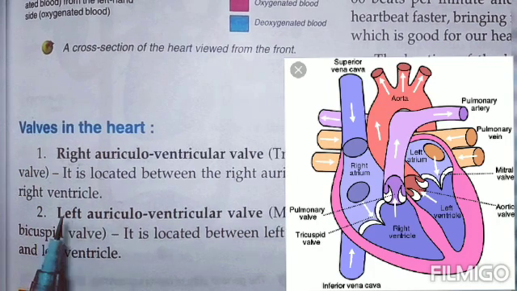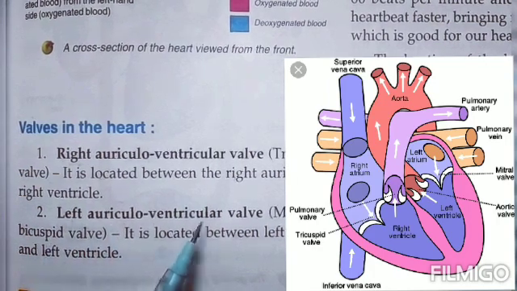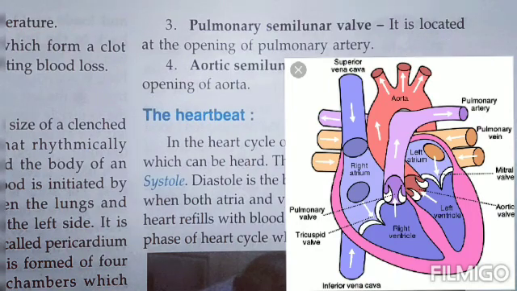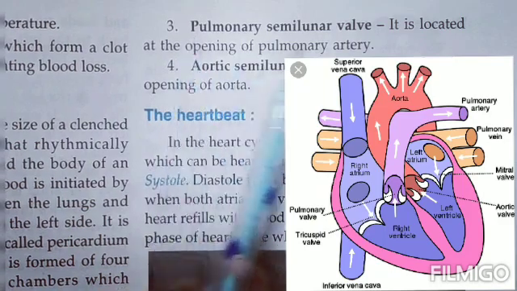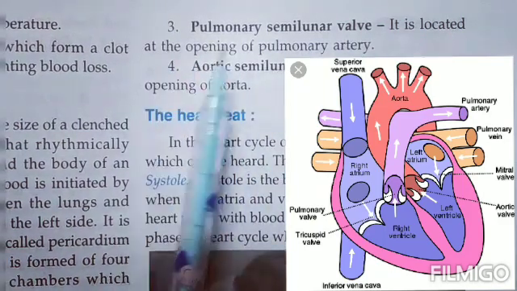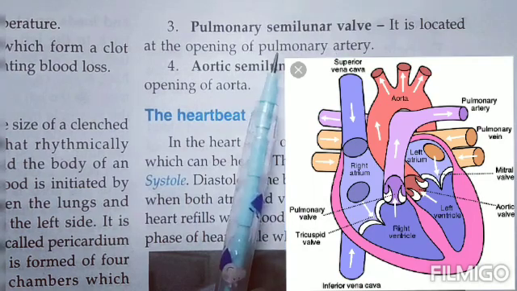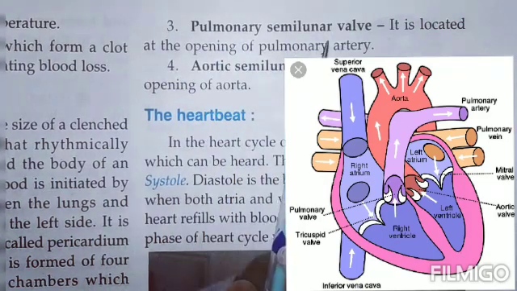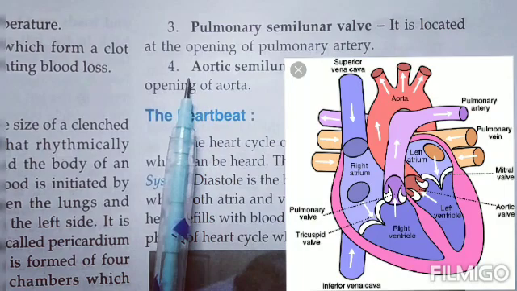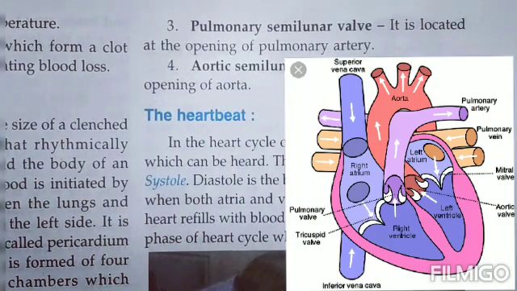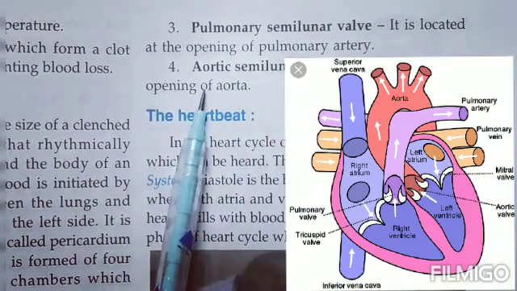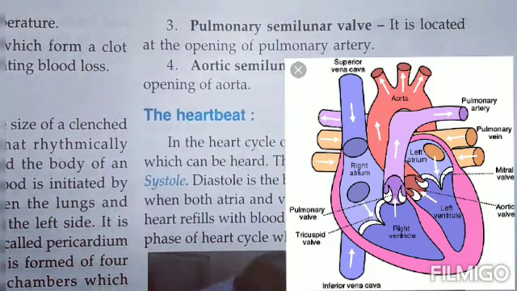Coming to the left one, which is present between the left auricle and the left ventricle, is a mitral, or you call it the bicuspid valve. It is located between the left auricle and the left ventricle. Next comes, children, the pulmonary semilunar valve. It is located at the opening of the pulmonary artery. Because it is present at the opening of the pulmonary artery, children, it is known as the pulmonary semilunar valve. And there is one more, that is the aortic semilunar valve. It is located at the opening of the aorta. Now these are the two openings that are present, and then the two others are present between the auricles and the ventricles.